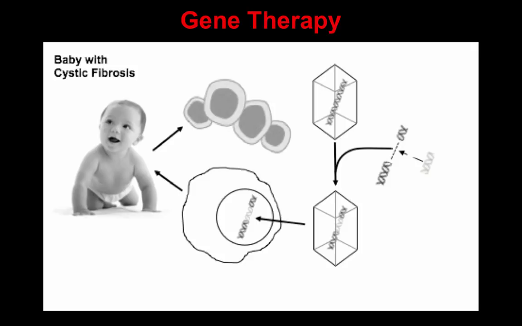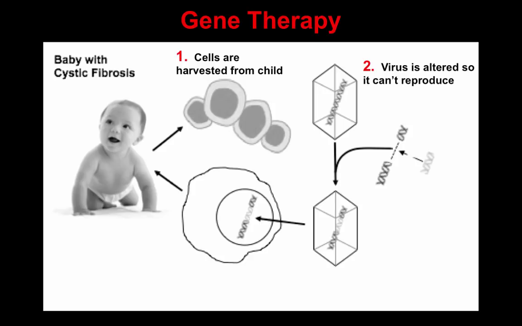Let's say we have a baby with cystic fibrosis. We're going to take some cells out of that baby. Cells probably in the lungs or in the lining of the lungs that help create the mucus, which is what builds up when you have cystic fibrosis. And so these have a bad copy of those genes.